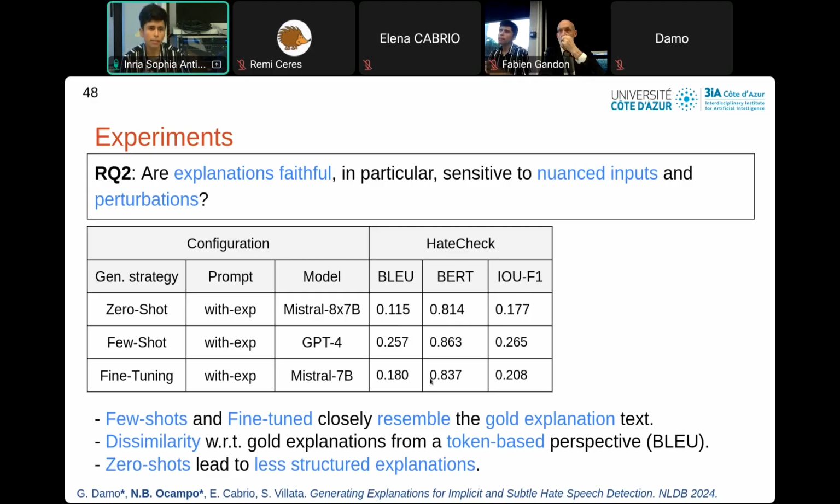But in the end, if you check the different generations manually, they are quite good. So depending on how you want the generation to be, you might select one specific strategy over the other. If you want more structured template-like generations, you will go with few shot or fine-tuning. If you want less structured ones, you will go with zero shot.